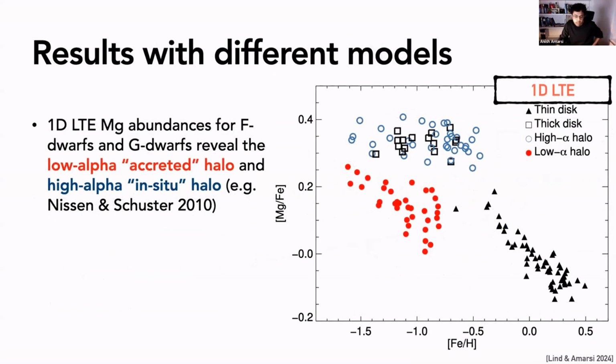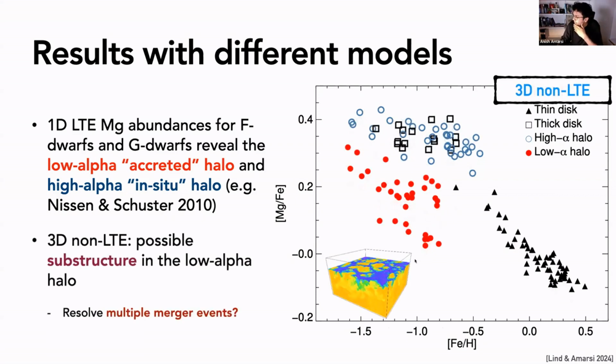Okay, now I want to show what happens if you look at these stars again, but in 3D non-LTE. Here I've plotted these stars again. This is the low alpha component, and here is the high alpha component. I've also shown some thin disk stars, but the focus is on these points here. This is magnesium over iron on the y-axis, and iron over hydrogen on the x-axis. The low alpha accreted component and the high alpha in situ component are there. If I switch to 3D non-LTE, this is what happens.